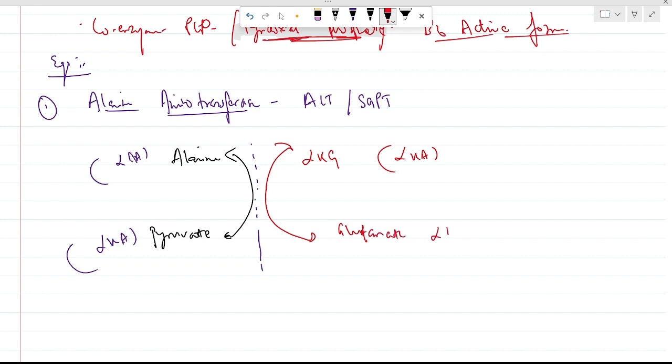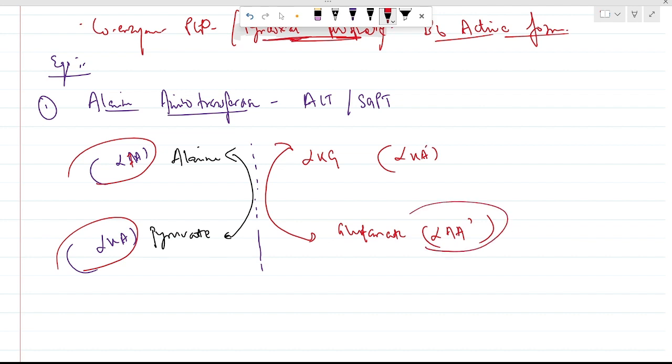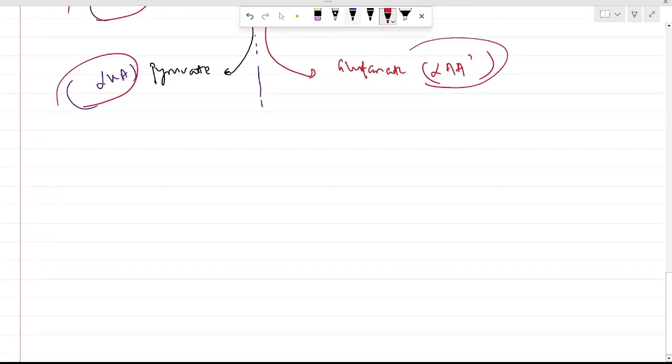These are alpha keto acids, along with glutamate, which will be formed. Glutamate is a new alpha amino acid, alpha amino acid prime. So there is transfer of an amino group from one alpha amino acid to one alpha keto acid to form a new pair of alpha amino acid and alpha keto acid, alpha ketoglutarate and glutamate, and alanine will get converted to the all-important pyruvate.